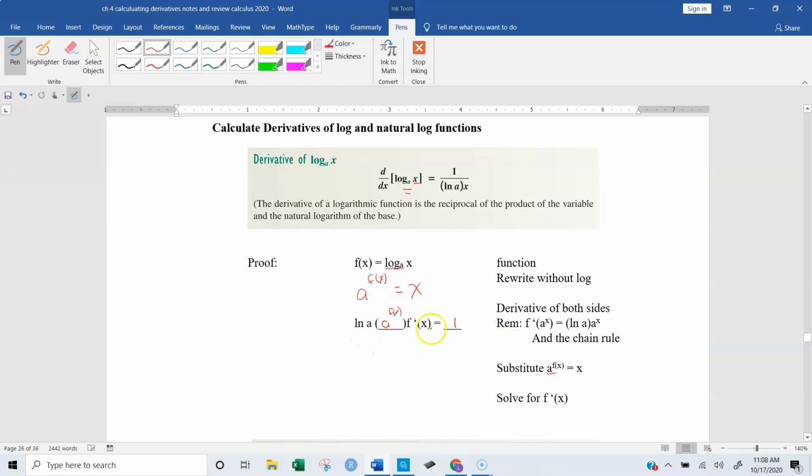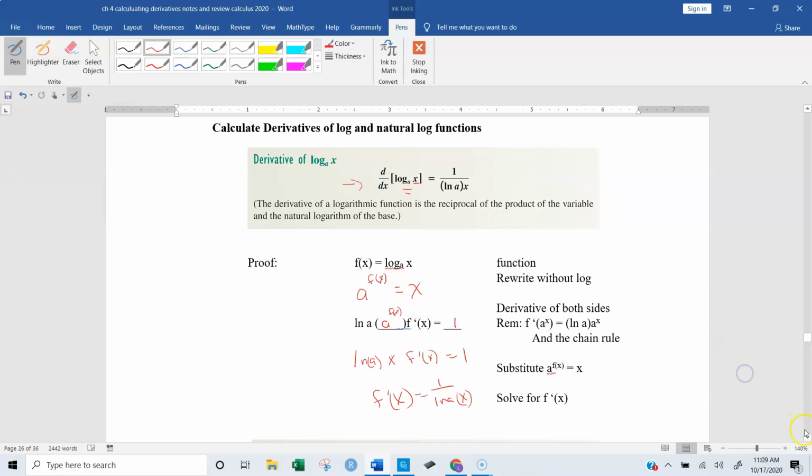Now that you have that done, we have to do the chain rule. So the natural log of a times the derivative of this, written like so, times x, because that's my original, times the derivative of x is still equal to 1. Well, this means if I had to solve for the derivative, I have to take 1 and divide it by the natural log of a times x. And that's how you get to this formula up here.